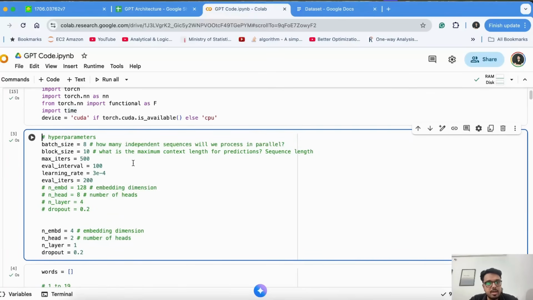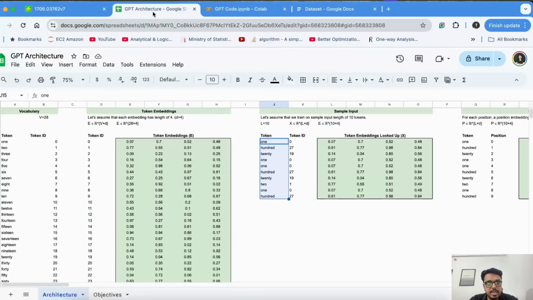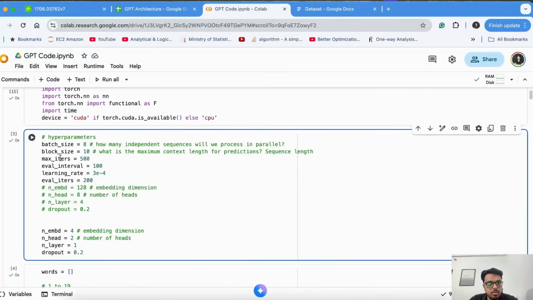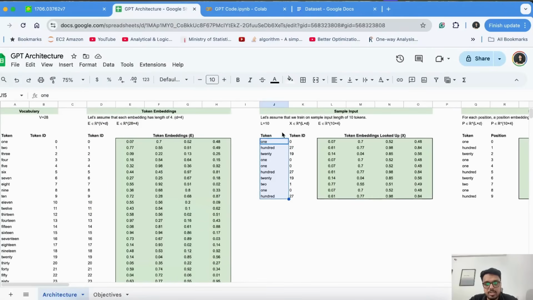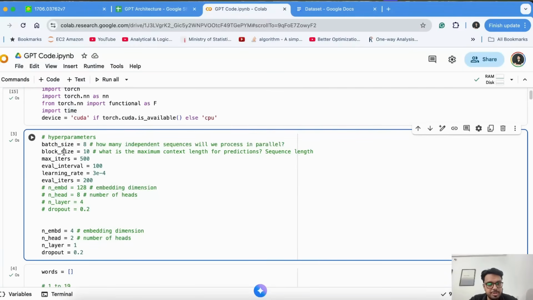Hyperparameters. So again, hyperparameters, we will try to keep them in sync with what we have just discussed. Block size effectively means the sequence length. We have taken a sequence length of 10, so we will be initializing the block size to be 10. Max iterations, eval intervals, learning rate, eval iter.